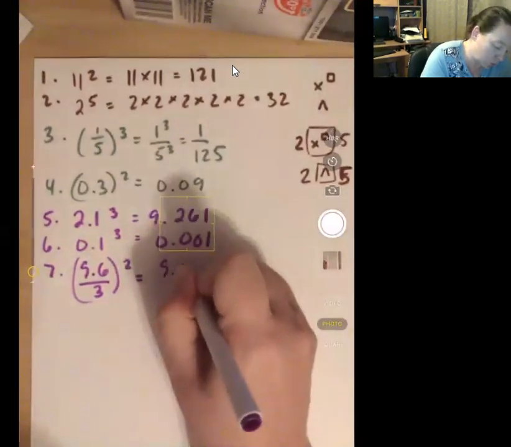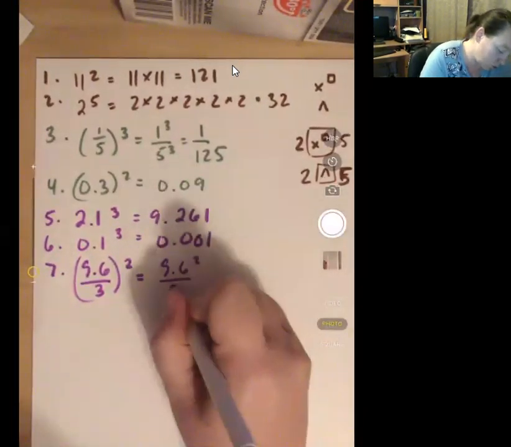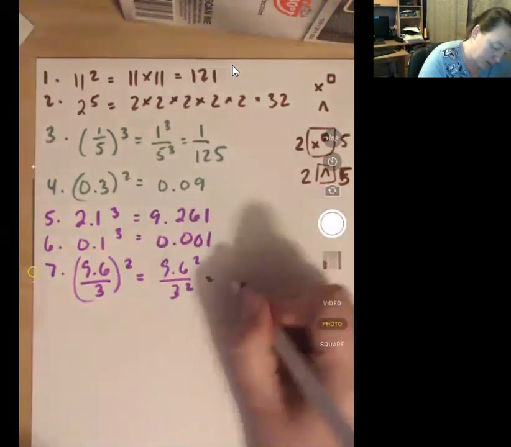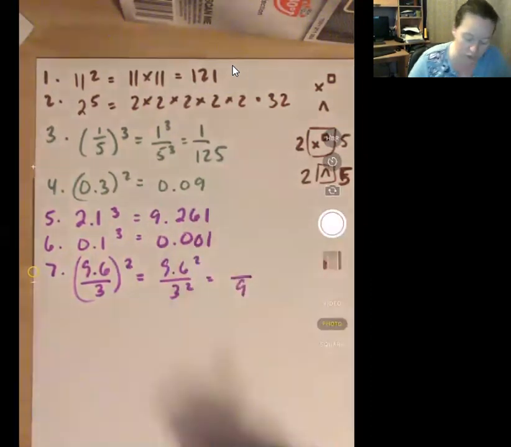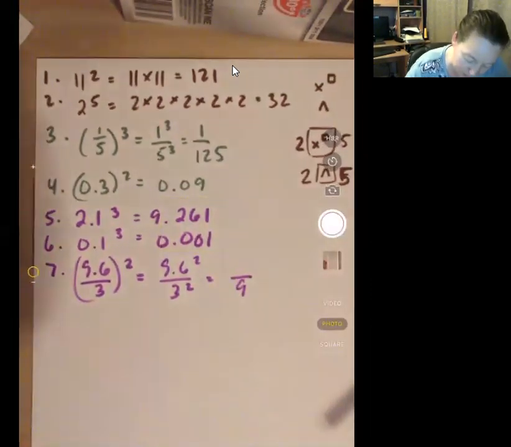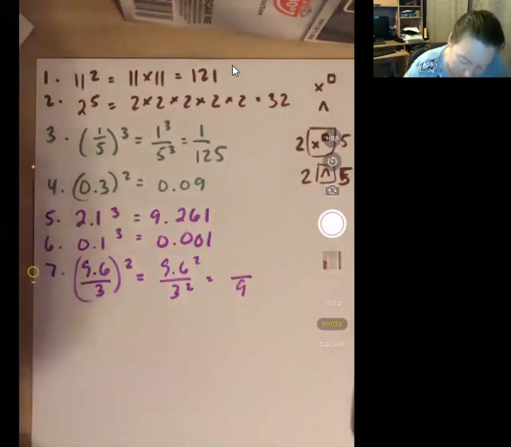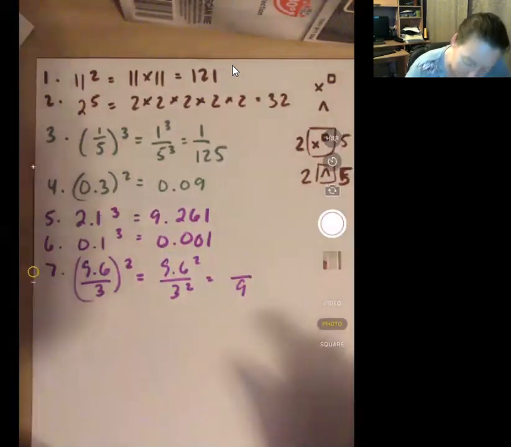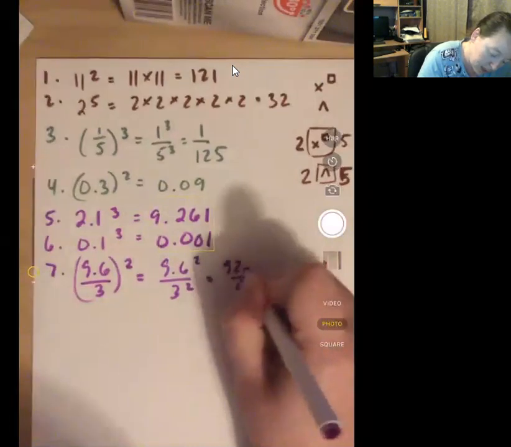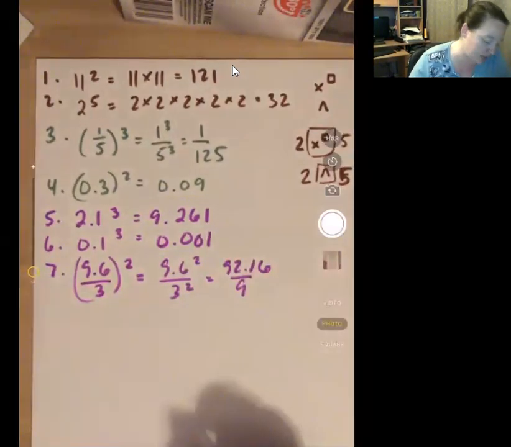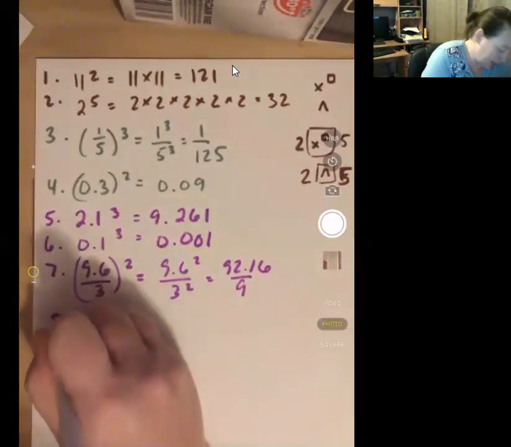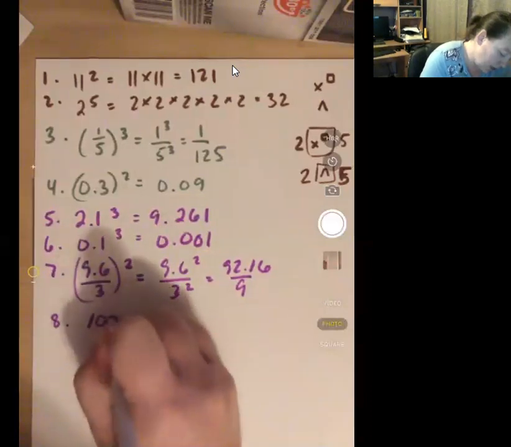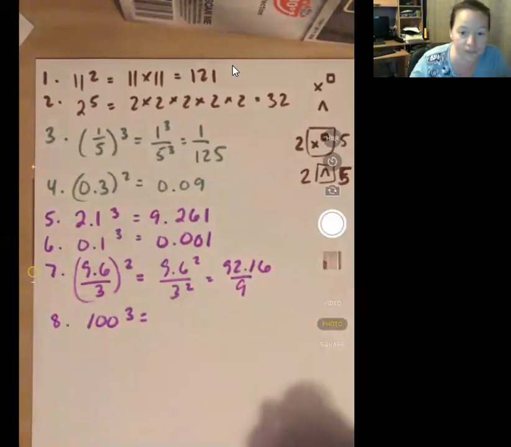Number 7, 3 over 9.6 squared. So we square the top and we square the bottom. 3 squared is 3 times 3, which is 9. 9.6 squared is 92 and 1600ths.